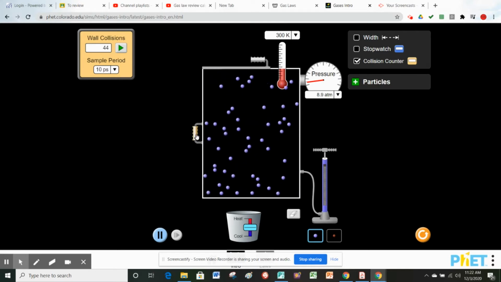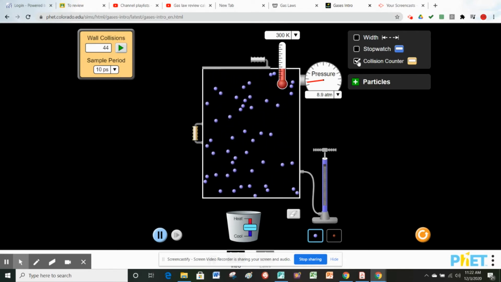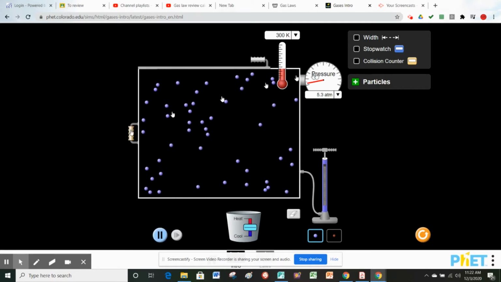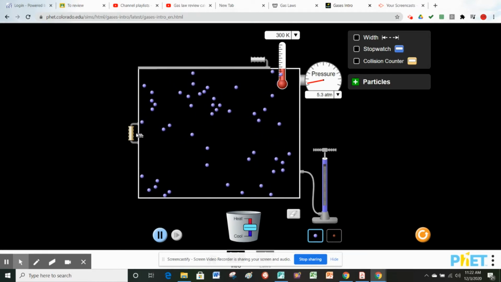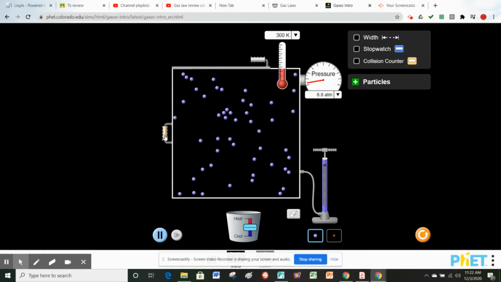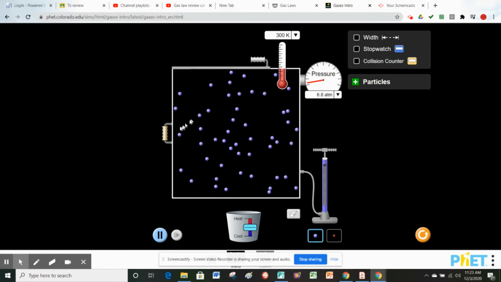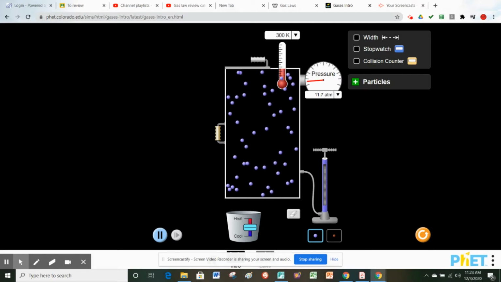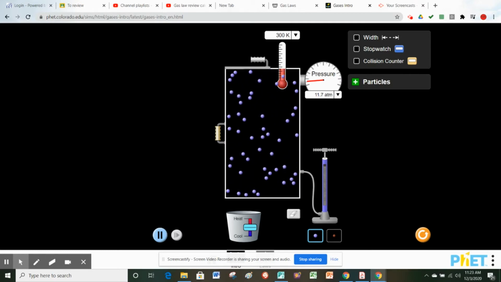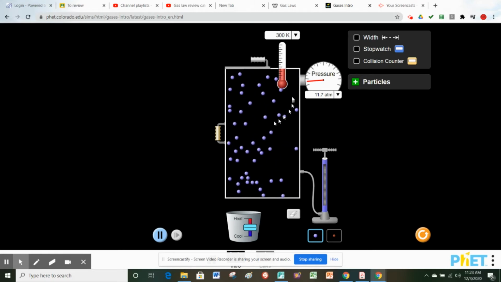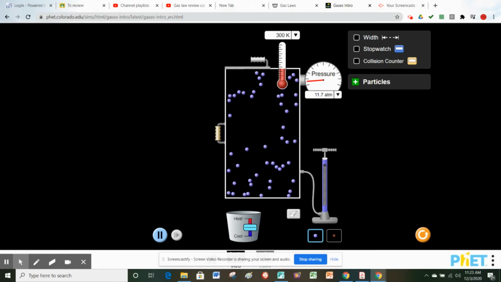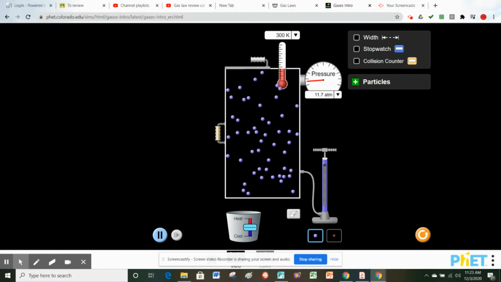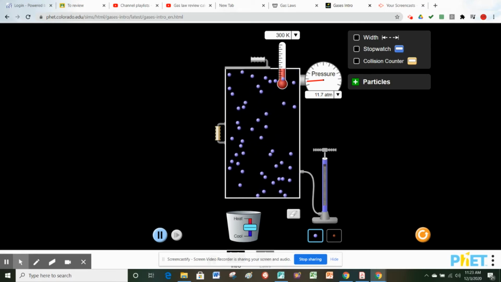Smaller volume, higher pressure. Larger volume, my pressure went down. Decreasing the volume, pressure went up. Let's decrease it some more. Pressure went up. So as my volume decreases, my pressure goes up because I get more collisions against the wall. I have the same number of particles, but they have less distance to travel, which means they can hit the walls more frequently, more collisions.